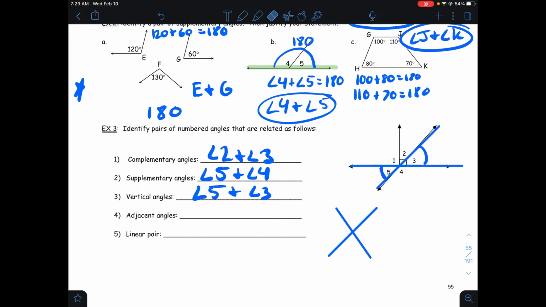And then adjacent angles are going to be 2 angles that are right next to each other. There are a lot of pairs of adjacent angles, but we could go ahead and just say 1 and 2 because we've got 2 angles right next to each other.